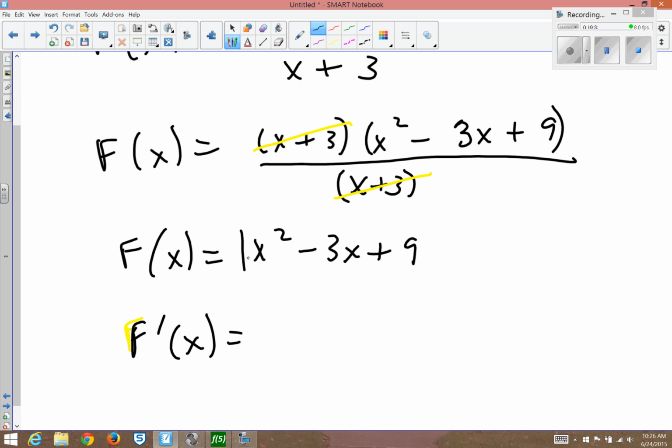The derivative of 1x squared is 2x to the first. The derivative of a number times x is the number. And the derivative of 9 is 0.